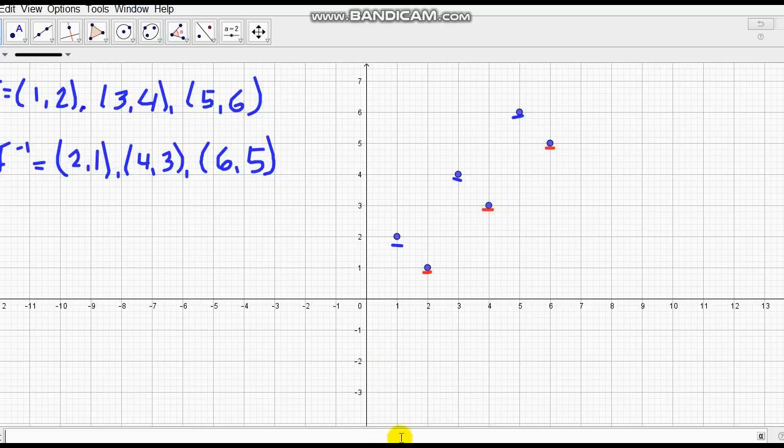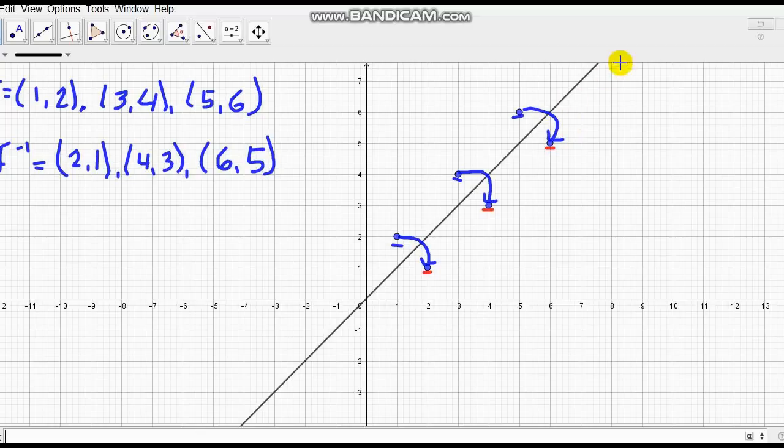Now, the axis of symmetry is the line y equals x. So let me type y equals x here. Here's the line y equals x. Whenever we graph an inverse function, we just get the reflection of the original function. Imagine it rotated along the line y equals x. From here it went to this side, here it went to this side, and here it went to this side. This is consistent for all functions whenever we get the inverse. Its axis of symmetry is the line y equals x.